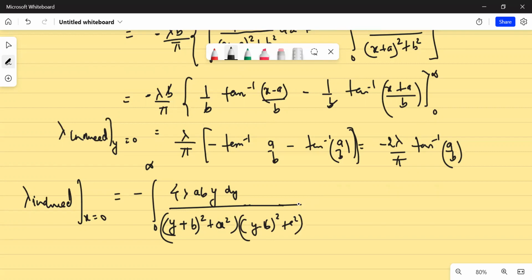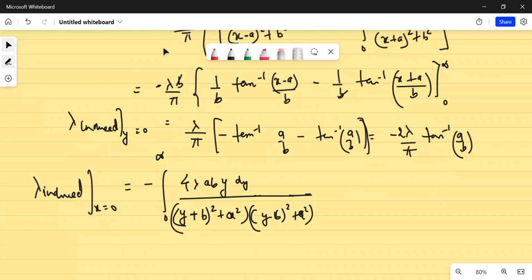I'm giving you a minute. I think then we'll discuss. I'm giving you 1 minute. Just try to find this integration. The same steps that I did, you just repeat. Okay, just take 2 minutes and try to find it.